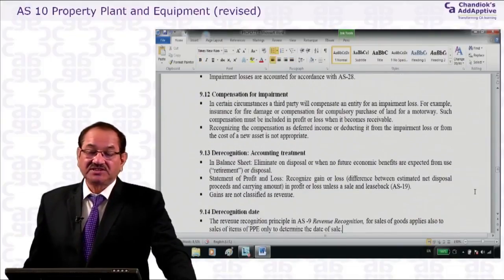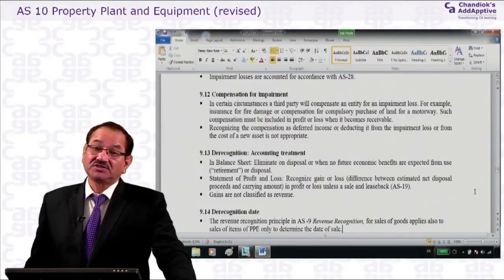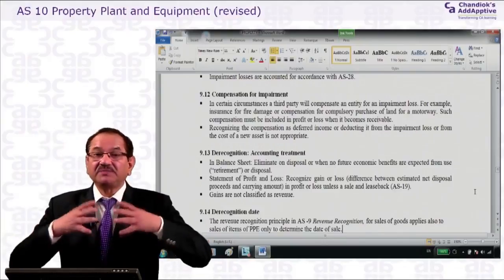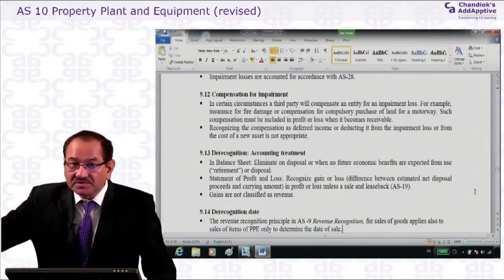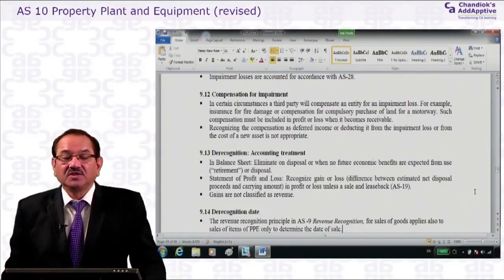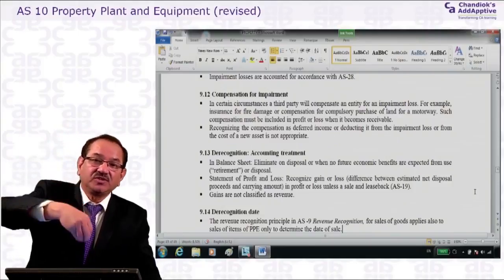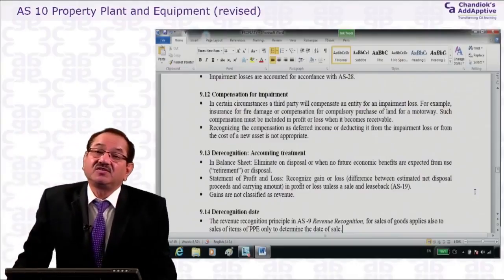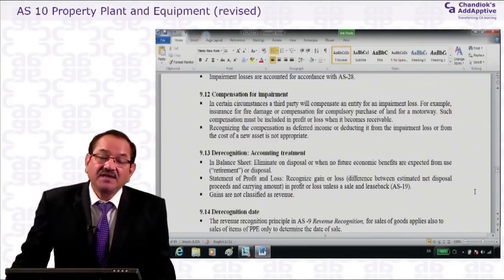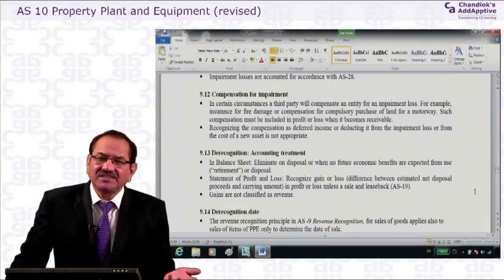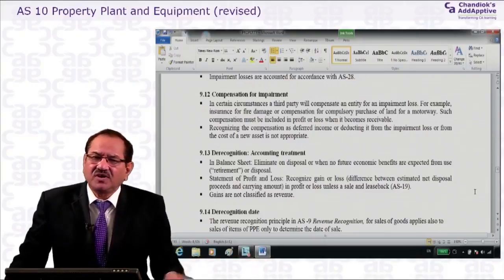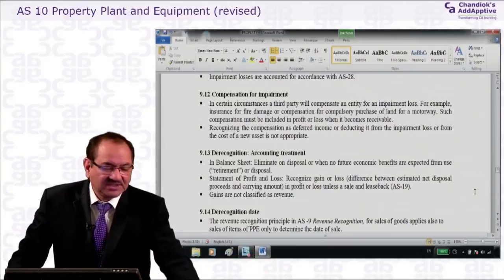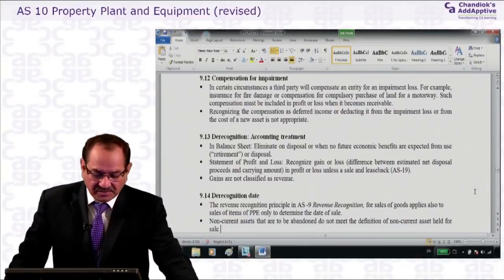Now there is derecognition. We talked about the recognition of assets. Now it's a question of derecognition, when the property, plant and equipment has to go out of the books. Recognition means when it has to be brought into the books. Derecognition means when it will go out of the books. That's the derecognition of assets. They say that when you sell it, discard it, or it becomes useless, then it has to go out of the books. And the principles are almost the same as earlier and not very complicated.